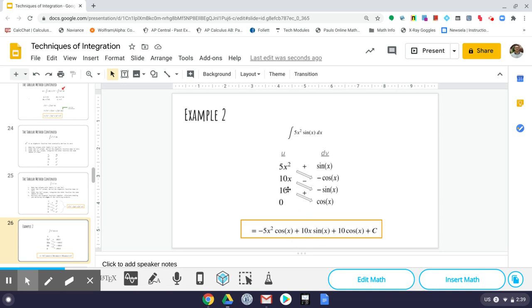And then finally, 10 times cosine of x. Well, that says keep the sign, which is positive to begin with, so I'm going to keep it positive. And then I can't do anything with 0, because 0 multiplied by anything would go away, so I'm done. Okay, and there's my answer.